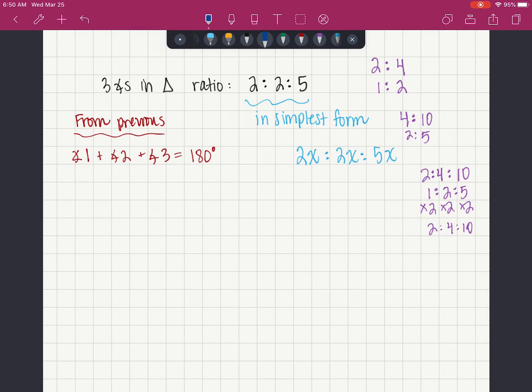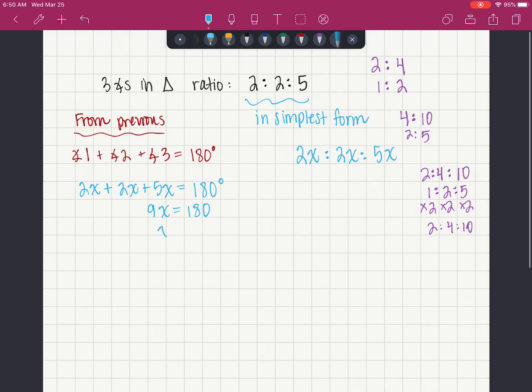And now I can say that angle 1 plus angle 2 plus angle 3 is 180 degrees. I can say, well, the ratio is 2x to 2x to 5x. If I add those three together, that would be 180 degrees. 9x equals 180. Divide both sides by 9, and we get x equals 20. So we have found our multiple to give us what that ratio originally started at.